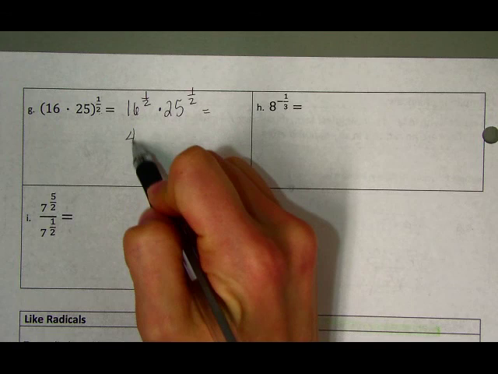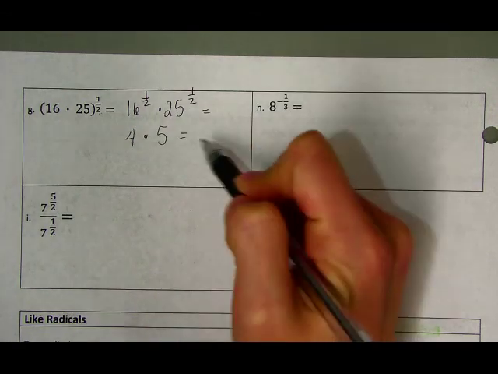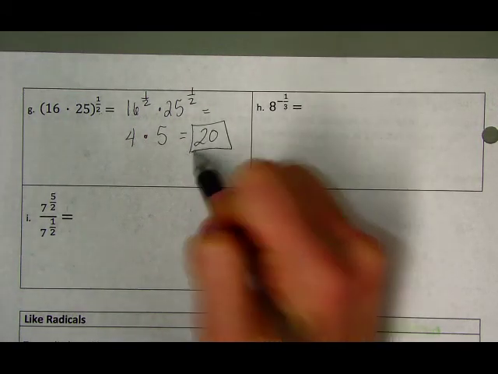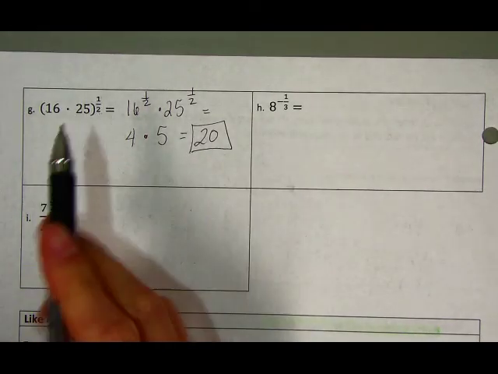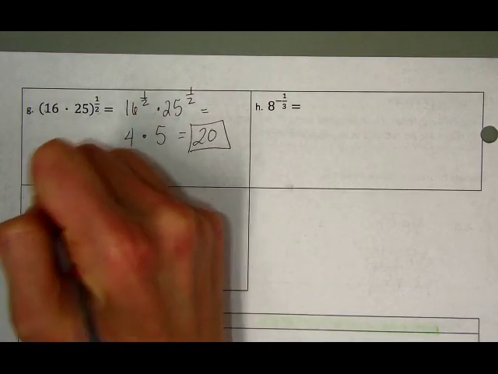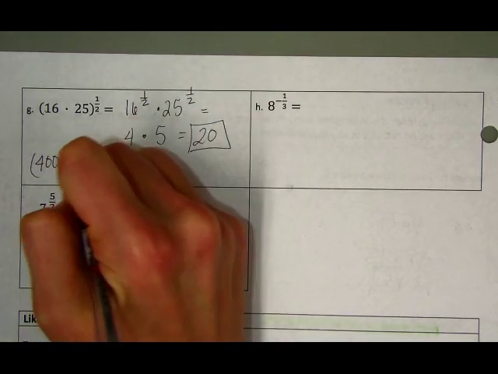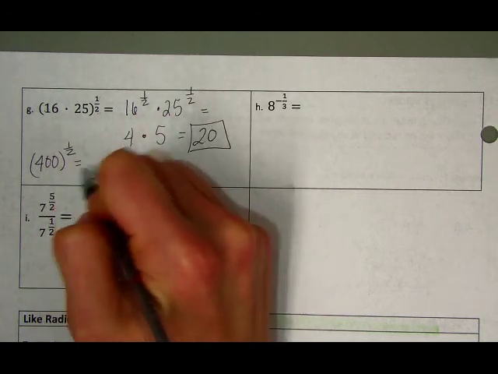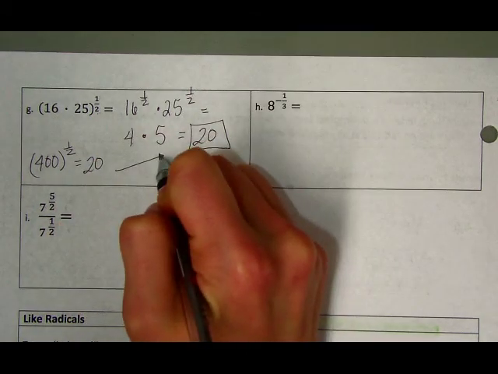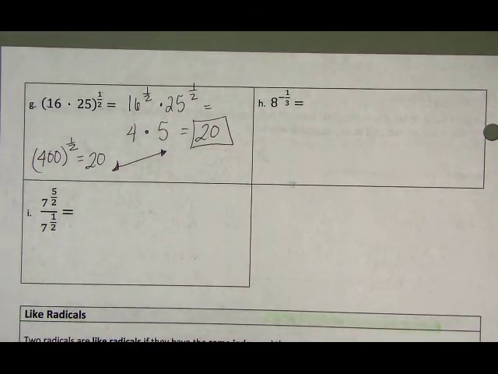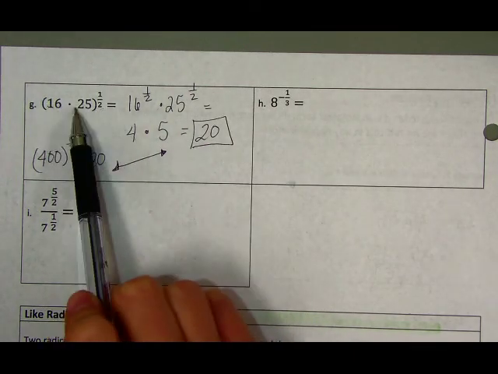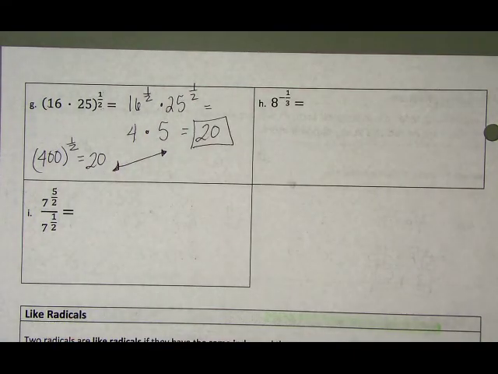Square root of 16 is 4, square root of 25 is 5, so 4 times 5 gives me 20. If I did it the other way and I took 16 times 25, I would get 400, and I would have to take the square root of 400, which is also 20. So I get the same answer either way that I look at it. However, if you don't have a calculator, it's a lot easier to distribute that 1/2 first and then multiply after, since you're dealing with smaller numbers.